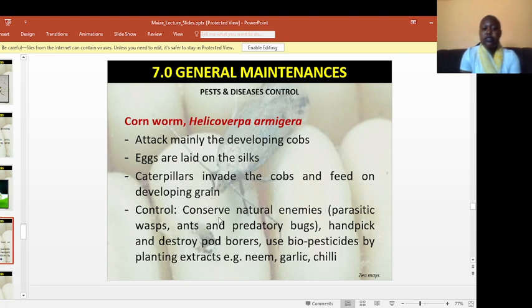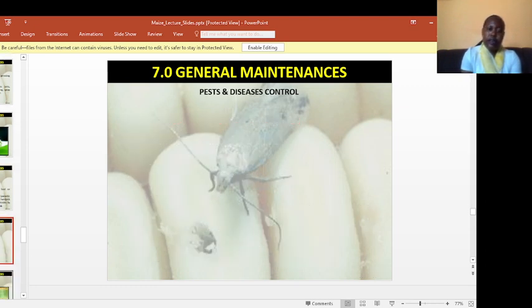Control. Conserve natural enemies, parasitic wasps, ants, and predatory bugs. And pick and destroy both pupae. Use biopesticides by plant extracts, e.g. neem, garlic, and chili. We have the general maintenance.